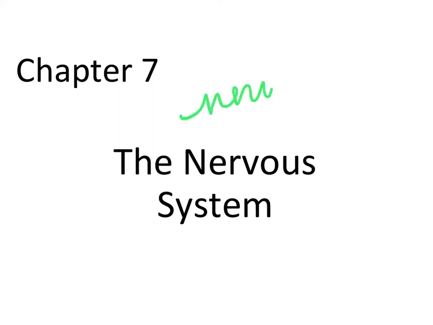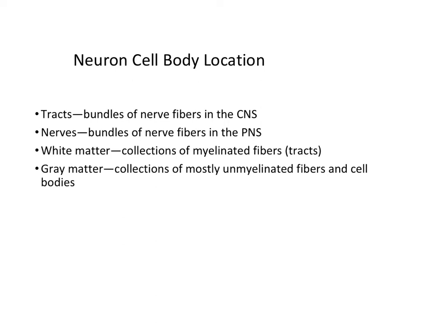Today we're going to talk about nerve impulses. First we'll talk about some vocabulary. So a tract is a bundle of nerve fibers in the central nervous system. Nerves are bundles of nerve fibers in the peripheral nervous system. And white matter is collections of myelinated fibers. Gray matter is collections of mostly unmyelinated fibers and cell bodies.